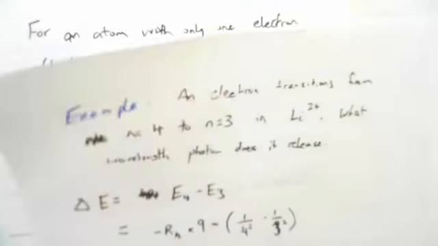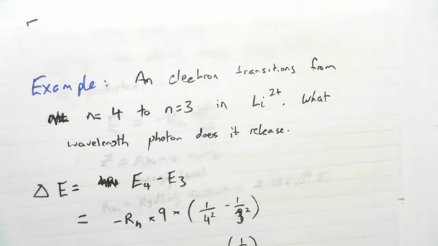So just a quick example. An electron transitions from n equals 4 to n equals 3 in lithium 2+. What wavelength photon does it release? The change in energy is equal to the energy of n equals 4 minus the energy of n equals 3, which equals the negative Rydberg constant times 9, because it's Z squared. The atomic number of lithium is 3, so 3 squared is 9, times 1 on 4 squared minus 1 on 3 squared, which is 1 on 16 minus 1 on 9, equals negative 7 on 144. So the energy change, it's releasing 2.8 times 10 to the minus 18 joules of energy.